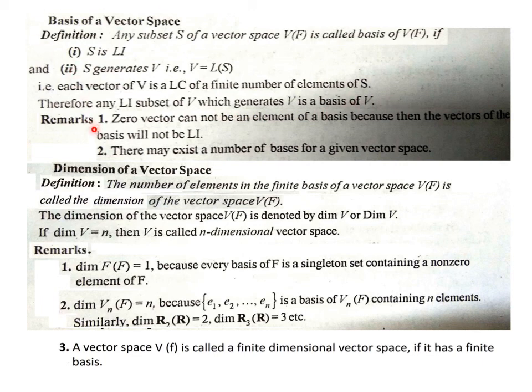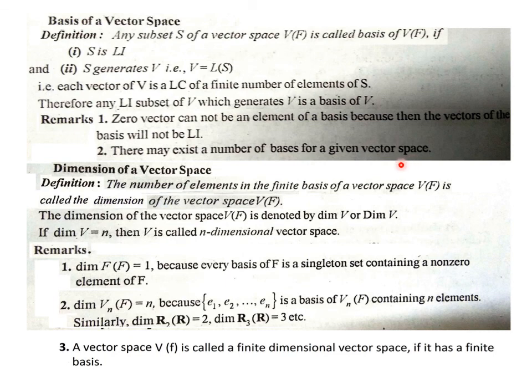There are two important remarks. Remark 1: zero vector cannot be an element of a basis, because then the vectors of the basis will not be LI. As we know, if the zero vector is included, then the scalar coefficients need not be zero. That's why the LD case will be developed, not LI. So zero vector can never be an element of a basis; in a basis, all vectors must be non-zero. Remark 2: there exist a number of bases for a given vector space. We can't say that there is only one unique basis for a vector space. There may be 2, 3, 4, a number of bases for any given vector space.